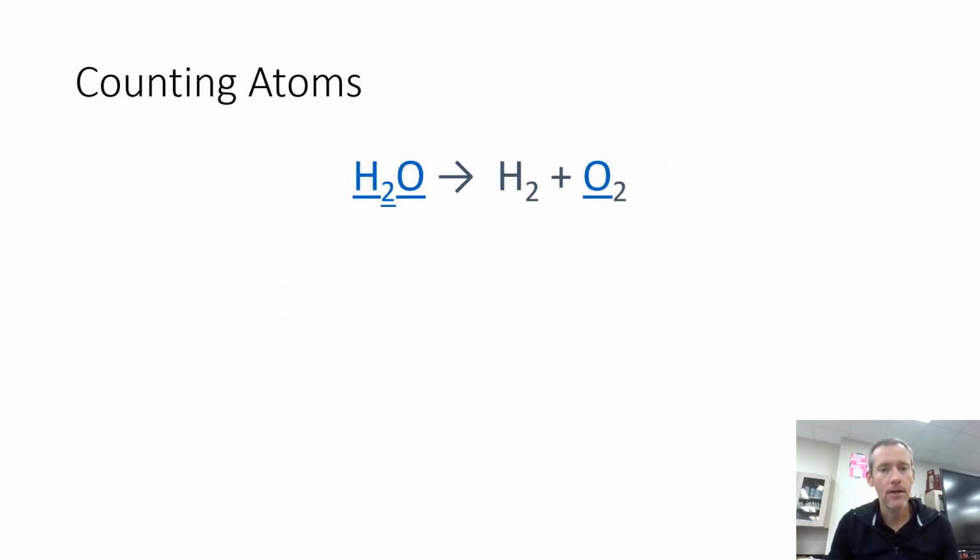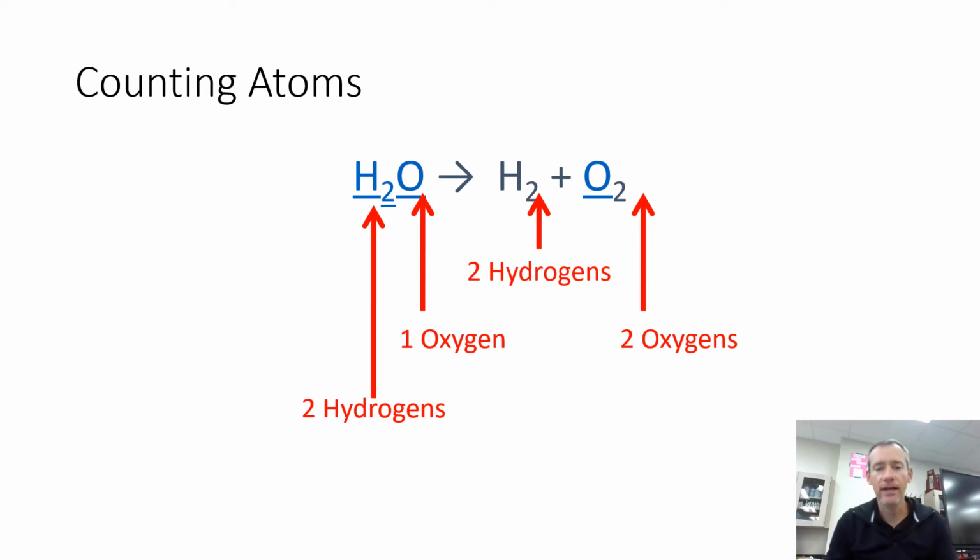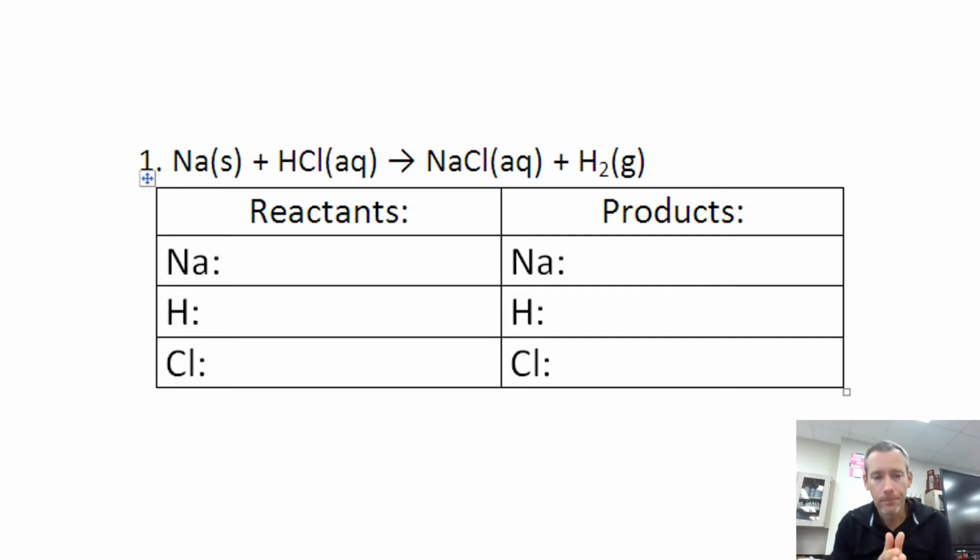Okay. Here is another example. Here you have 2 hydrogens, 1 oxygen. If you said 2 hydrogens, you're correct. And for oxygen, there are 2 oxygens. Again, pretty simple, just count. So you have some examples to do. For Na, you should see that you have 1, hydrogen 1, chlorine 1. All right, product side. 1, 2 hydrogens, because H2, and chlorine is 1.